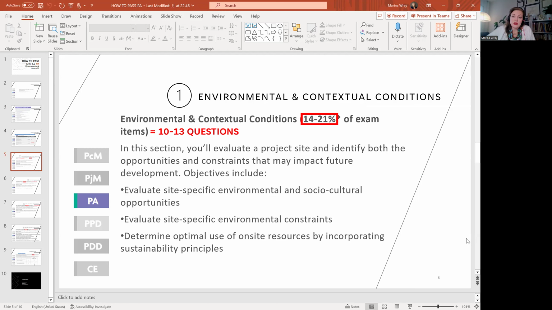That's the next division, project planning and design. This is where you actually start all your design. And also you'll determine optimal use of on-site resources by incorporating sustainability principles. So please make sure that you get the maximum from the site. If there is already an existing building, make sure that you know how to make it more sustainable, because apparently the greenest building is the one that is already there, right?